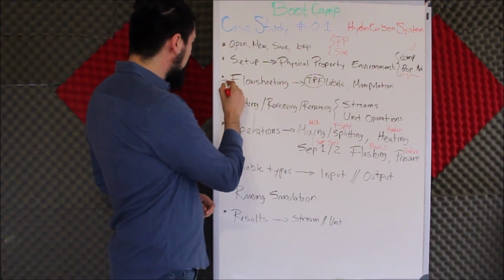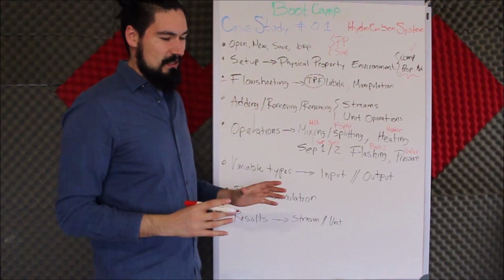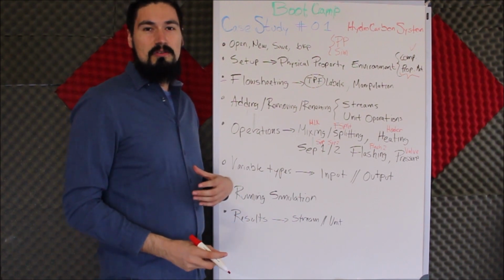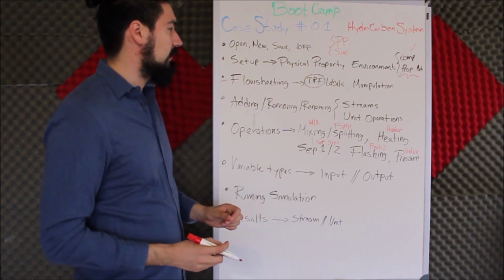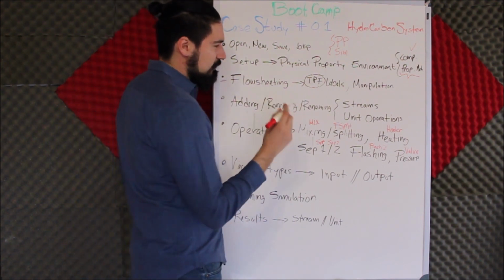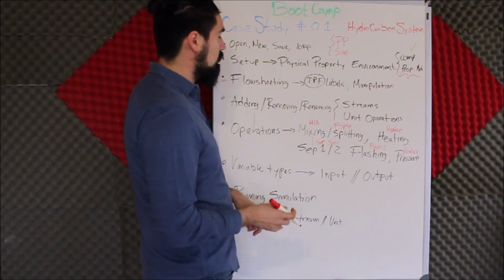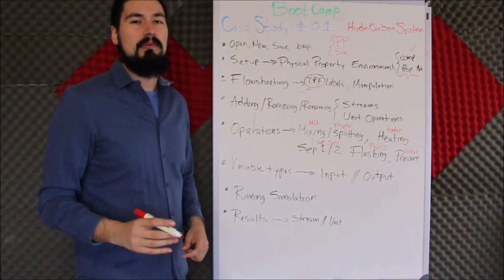One of the most important parts of the simulation environment is the flowsheet. The flowsheet is essentially where we are going to add all our unit operations, all our streams, where we are going to be working most of the time. First things first, I'm going to show you how to add streams and how to add unit operations. Then we're going to see a little bit on flowsheet manipulation.